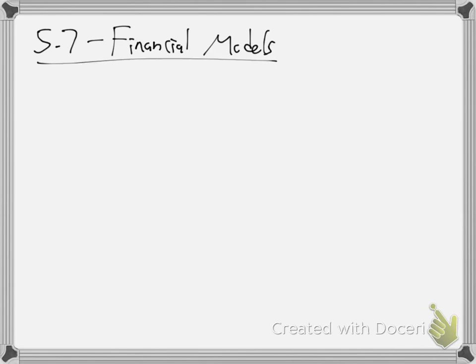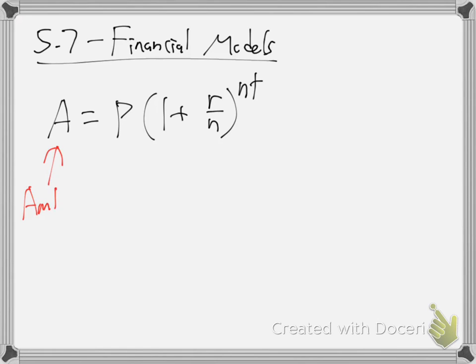So let me just write that out. So this is 5.7, financial models. It's A equals P(1 + r/n)^(nt). And the A is the amount now. The P is the principal.